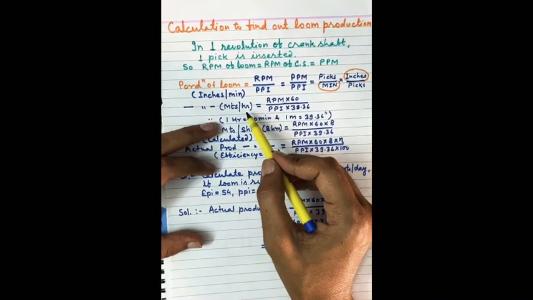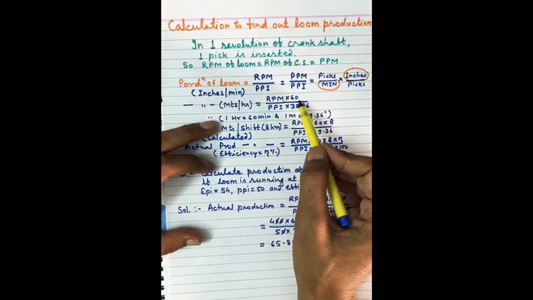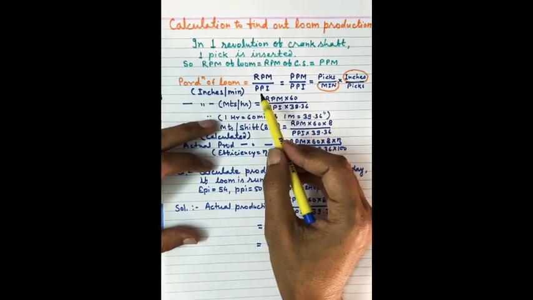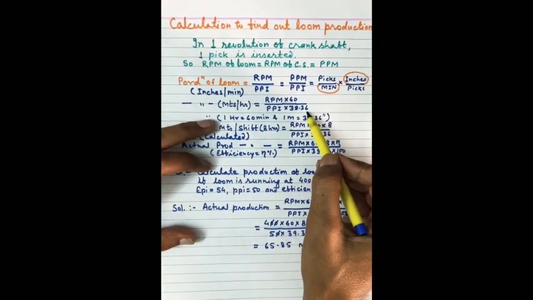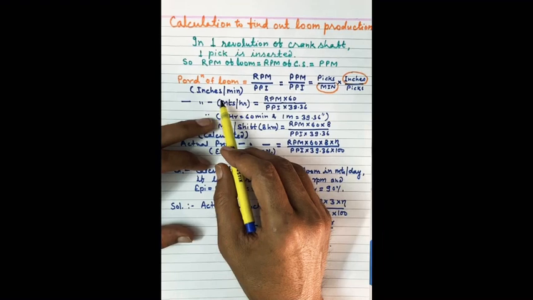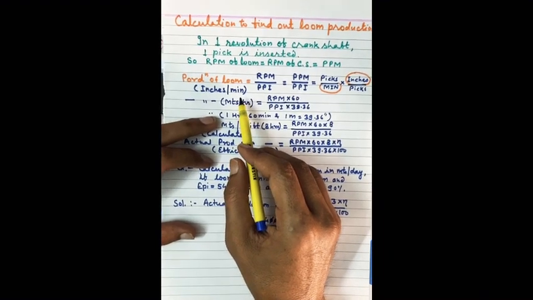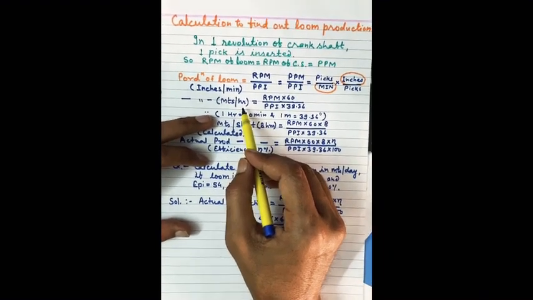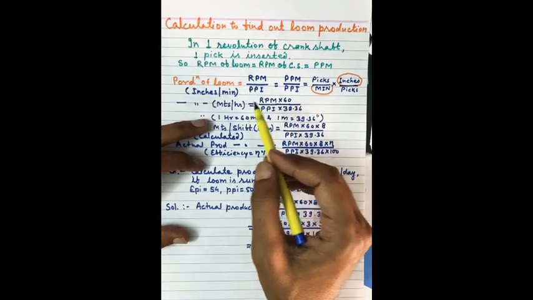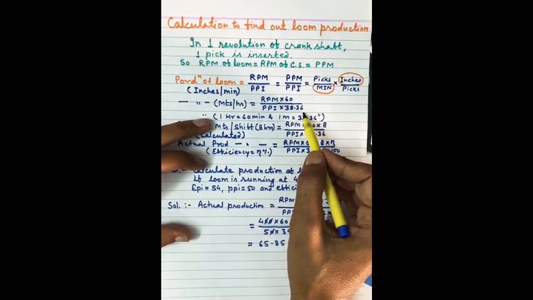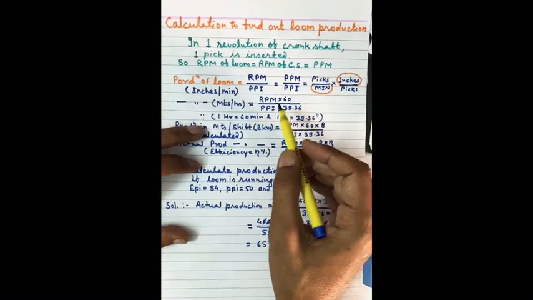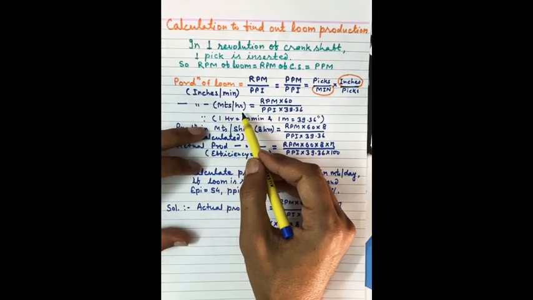If we have to calculate production in 1 hour, we will multiply it by 60, and because this is in inches, to convert it into meters we will divide it by 39.36, because previously we had per minute production. Now we want per hour. So for per hour we are multiplying by 60, and to convert inches into meters we are dividing by 39.36. So this will be the formula which will give us the production of the loom in meters per hour.